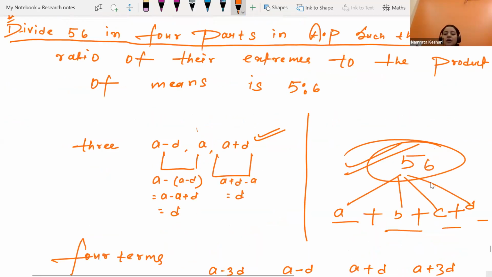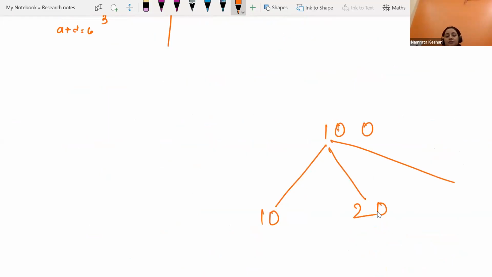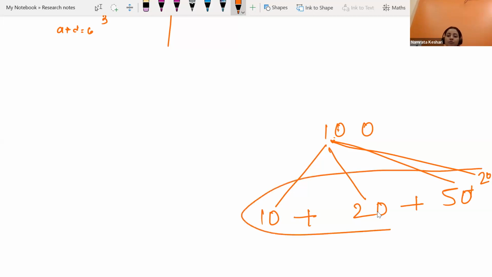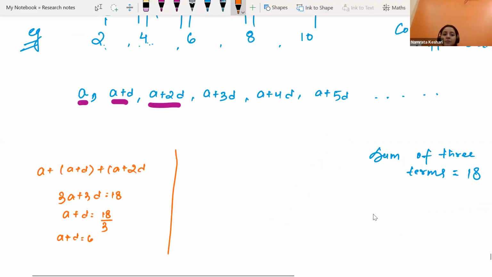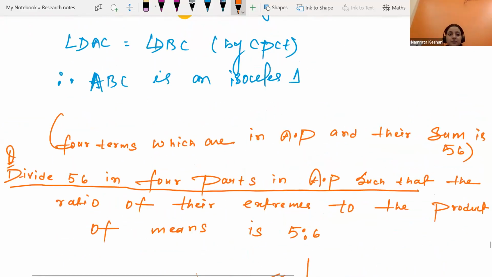Suppose I am having 100 rupees. I am dividing it in 4 parts: 10, then 20, then 50, then 20 again. If I am dividing rupees 100 in 4 parts, then can we say that the sum of all 4 will be 100? Yes or no? We can say that, right? Yes.